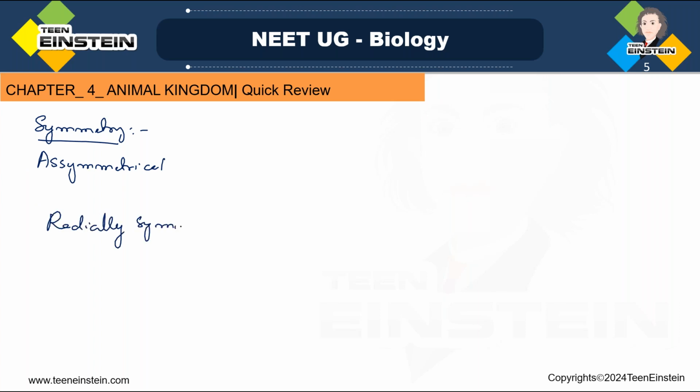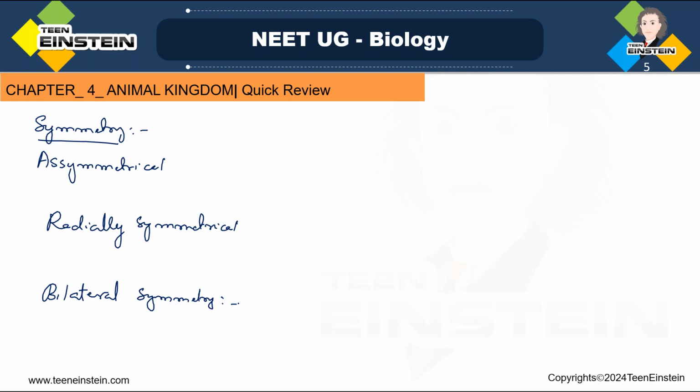Radially symmetrical, bilateral symmetrical, bilateral symmetry. That also we can see. So on the basis of symmetry, animals can be asymmetrical.